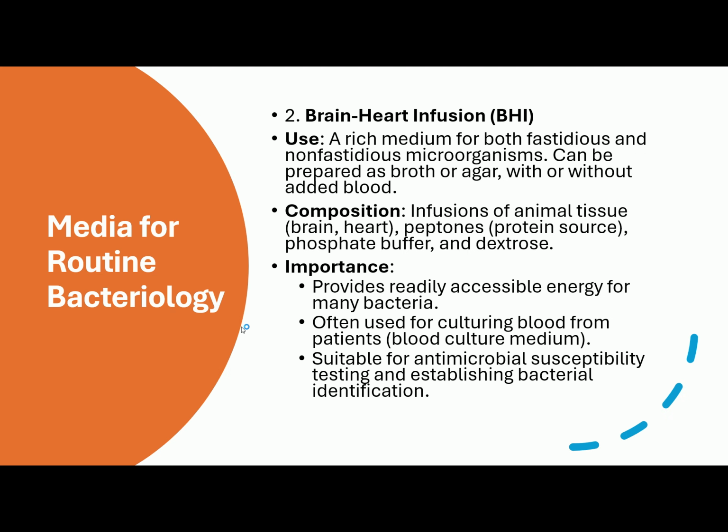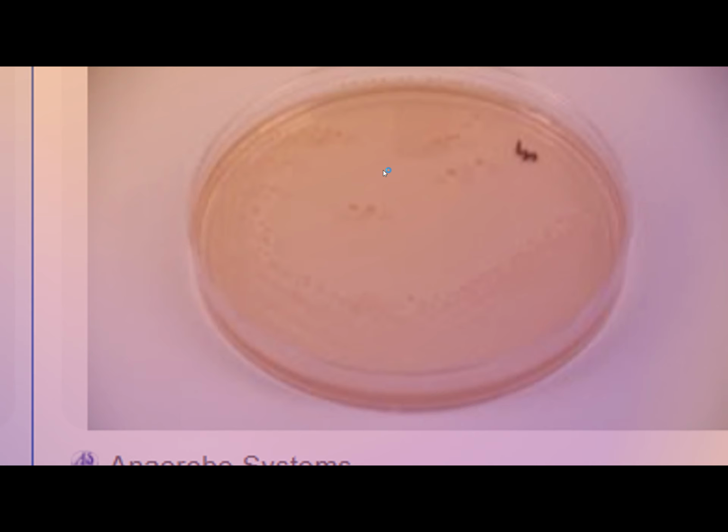Let's go to the second one, your brain-heart infusion. So this is a rich medium for both fastidious and non-fastidious organisms. It can be prepared as an agar or broth. Composed of animal tissue, peptones, phosphate buffer, and dextrose. Provides readily accessible energy for many bacteria, often used for culturing blood from patients. Suitable for antimicrobial susceptibility testing and establishing bacterial identification. So this is the appearance of your BHI agar.